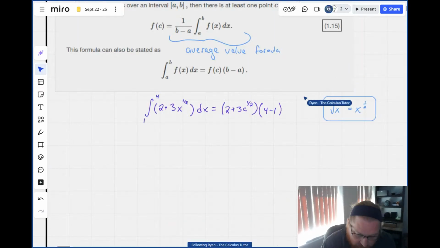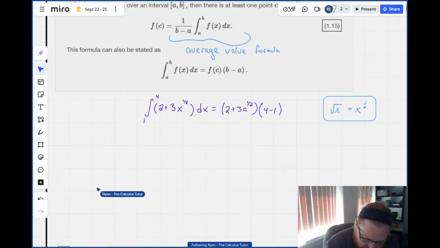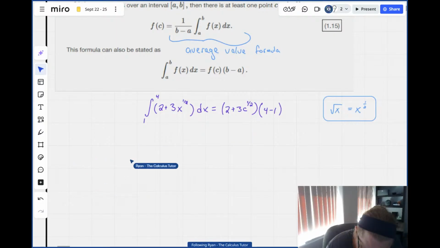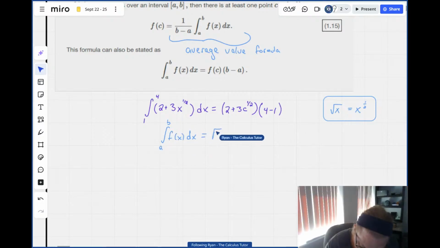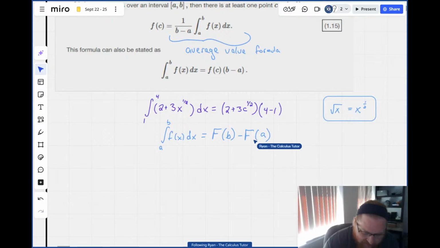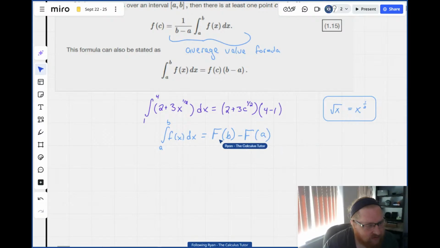first. So maybe we'll remind ourselves how you deal with a definite integral, which is an integral that has these boundary values. So from a to b, if you have some f of x dx, then that definite integral is always going to be equal to the antiderivative, capital F, at b minus the antiderivative at a. This is our fundamental theorem of calculus.